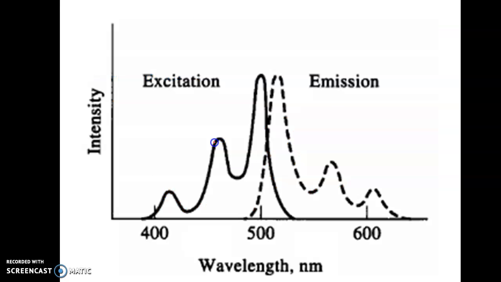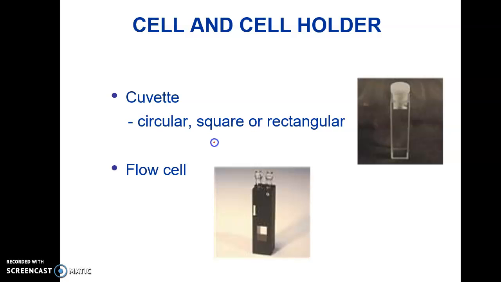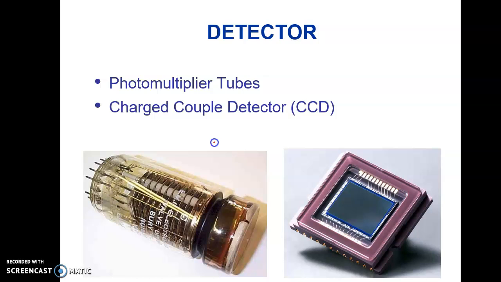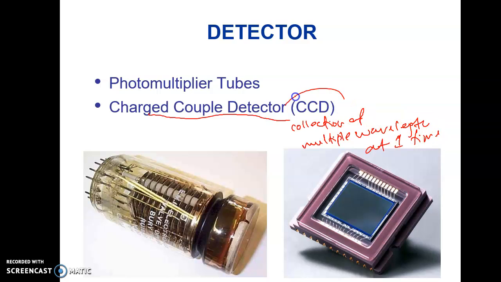So this is the spectrum that has been shown to you many times already. The cell holder is the same as UV visible spectroscopy, mostly better to use quartz. Detector, same. A charge coupled detector enables the collection of multiple wavelengths at one time. Okay, so this is the best thing about CCD. It collects a lot of radiation at one time.